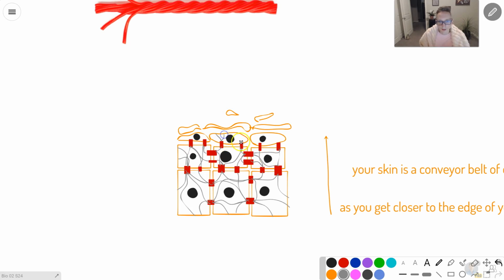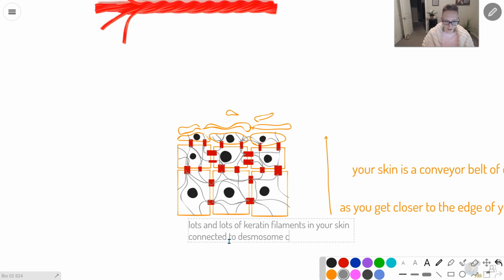These would have even more keratin. They also start to form keratin granules. These two would be connected to each other. I just didn't draw on those desmosomes. Sorry about that. But you get the idea here. So we got lots and lots of keratin filaments in your skin connected to desmosome junctions. Makes your skin really, really strong.